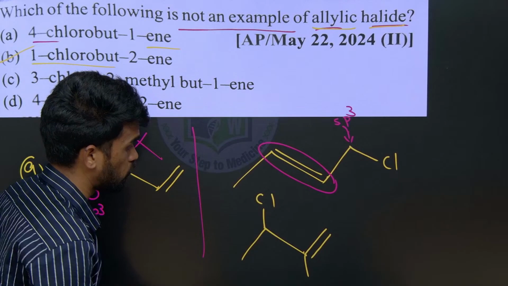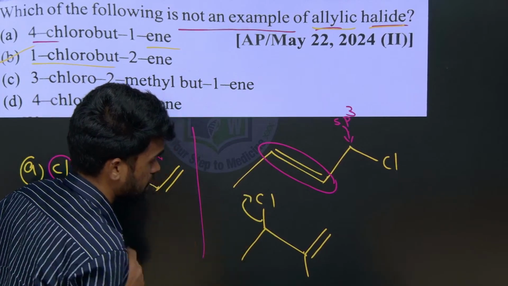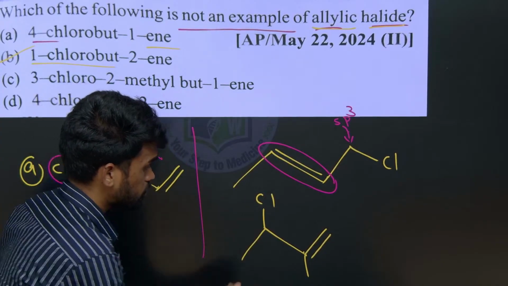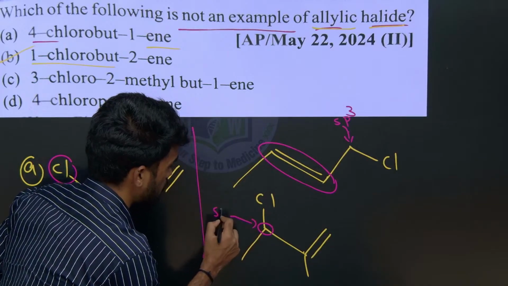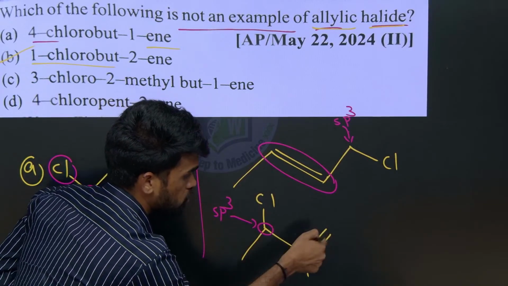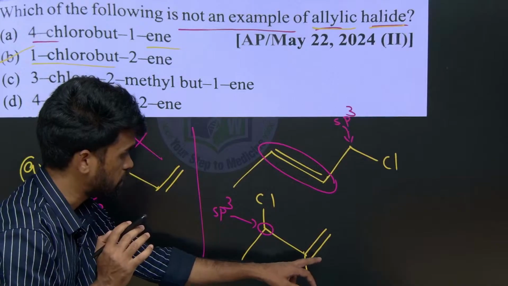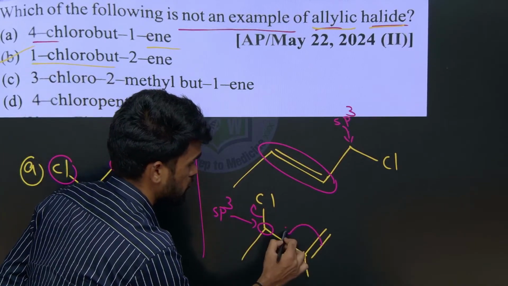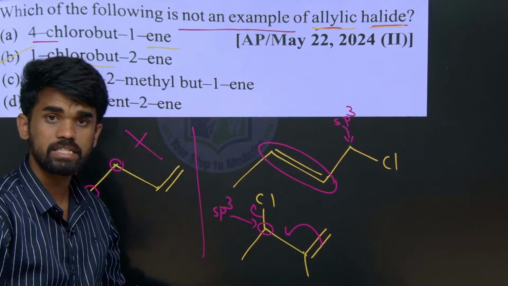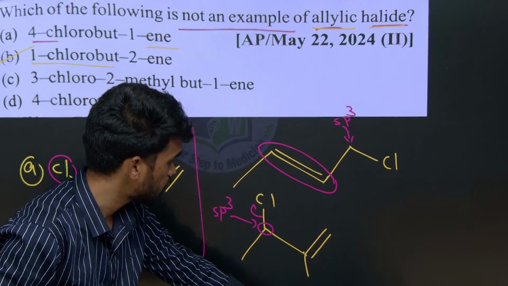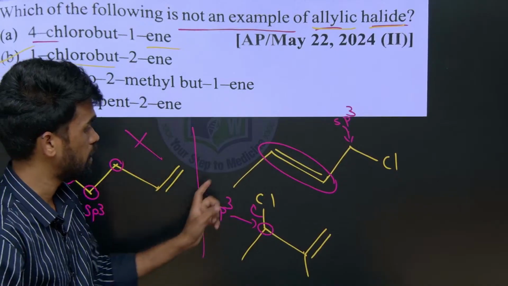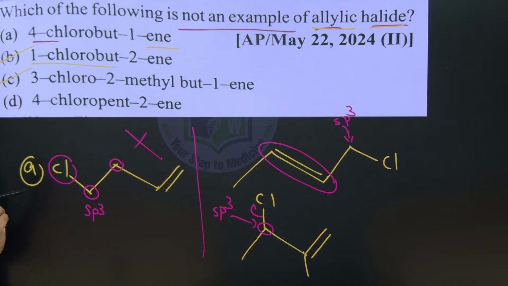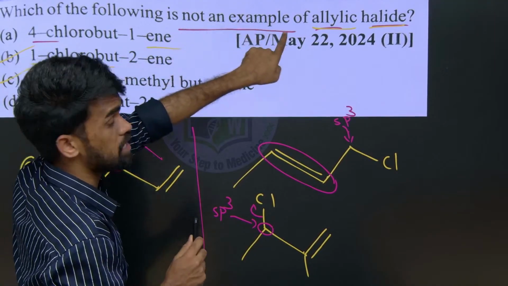If we remove the halide like this, an allylic carbocation is generated. This is an sp3 hybridized carbon attached to the double bond, so it has conjugation; if I remove the halogen, conjugation will take place for carbocation stability. So the system is an allylic system, and this allylic halide is also correct.